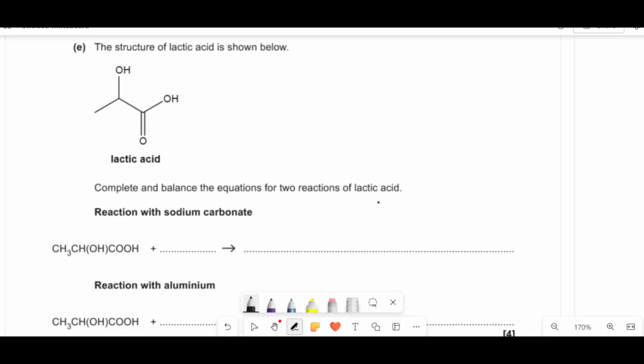So the structure of lactic acid is shown below. Complete and balance the equations for the 2 reactions of lactic acid. So this is your carboxylic acid group. So now that's like immediately like, yo, what's going on?